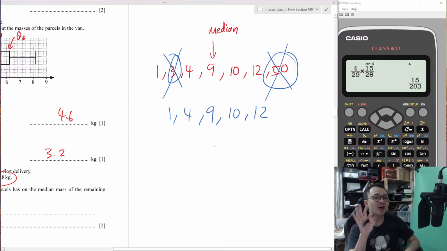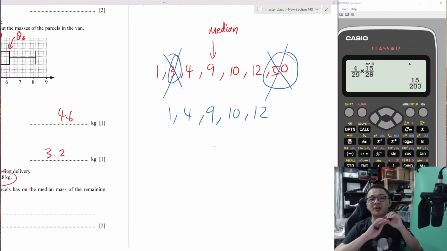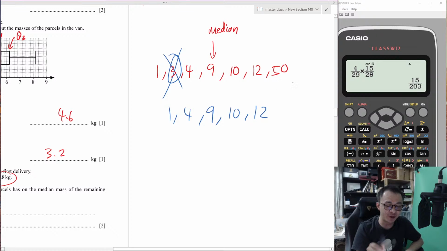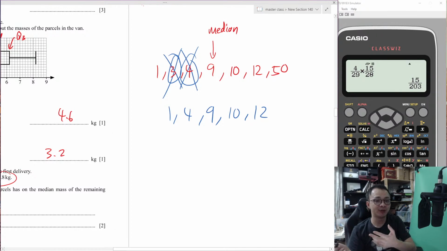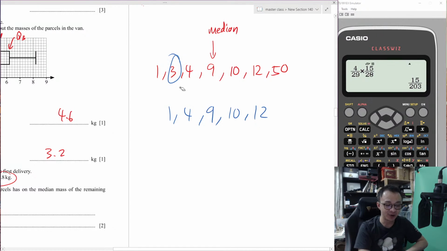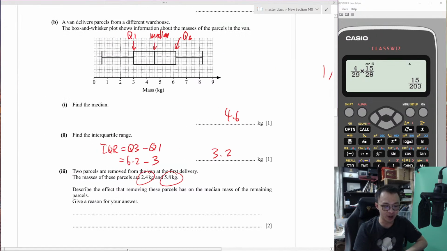Okay, so as long as I remove 1 value at my left hand side and 1 at my right hand side, then my median remains the same. Or I remove 2 from my right hand side and 2 from my left hand side, then the median remains the same. Unless I remove 2 from this side, then my median value will change. Okay, you get the idea. So if you get the idea, we go back to this question.